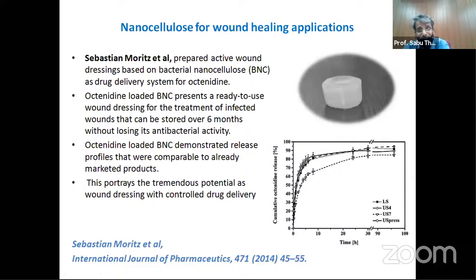So they said that nanocellulose is a very good material for drug delivery purposes. You make a nanocellulose base by freeze drying process, then introduce your antibiotic, and the antibiotic could be released in a very sustained manner.